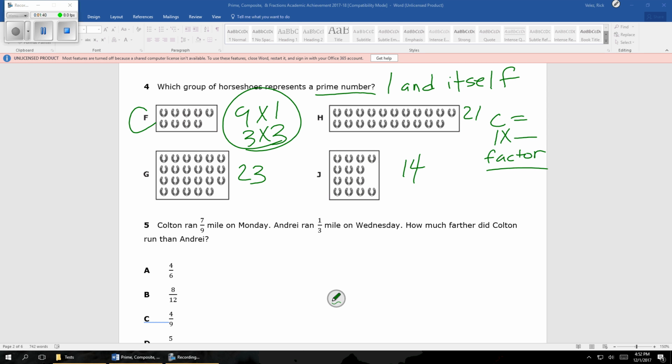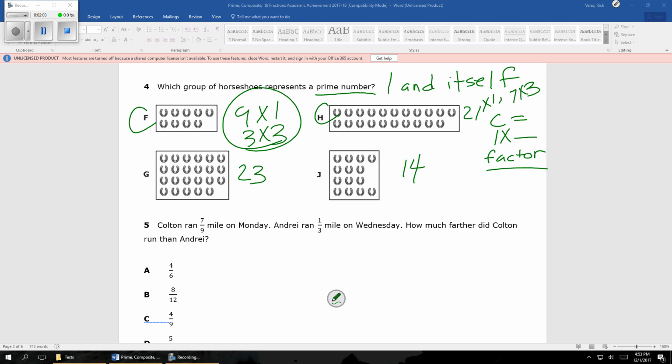Obvious, okay? Go to H, 21. In your head, you should be saying, what are the factors of 21? Well, gosh, you should know your 3's, your 3 fact families. 3 times 7 is 21. Therefore, that has another factor. It is not just 21 times 1. It's also 7 times 3, or 3 times 7. That is a composite. That is wrong.